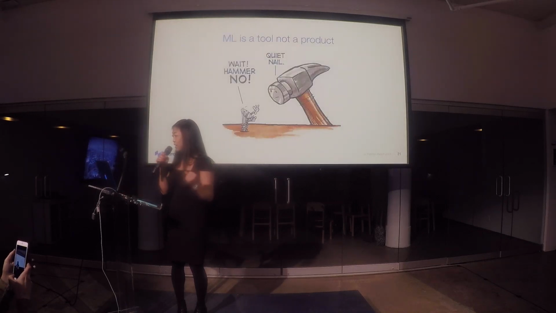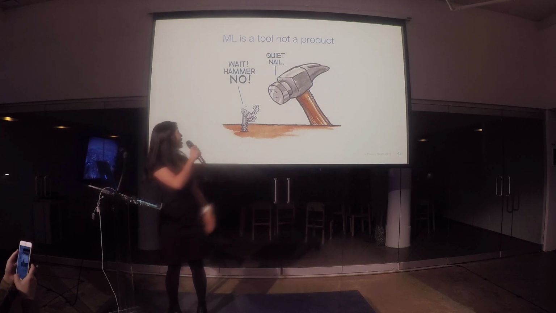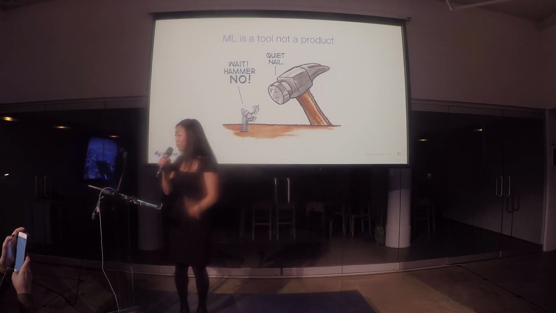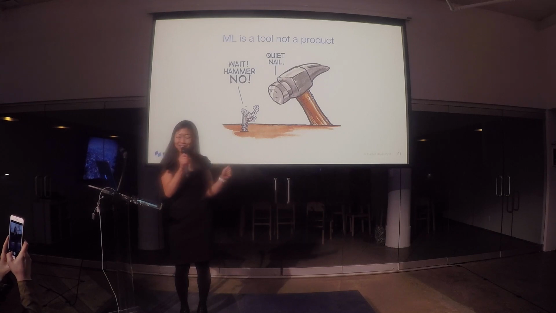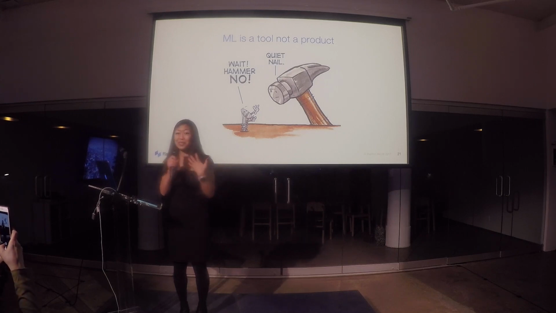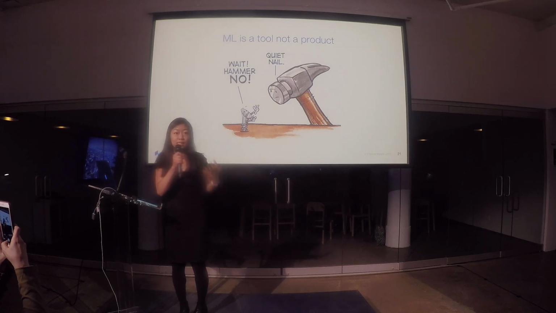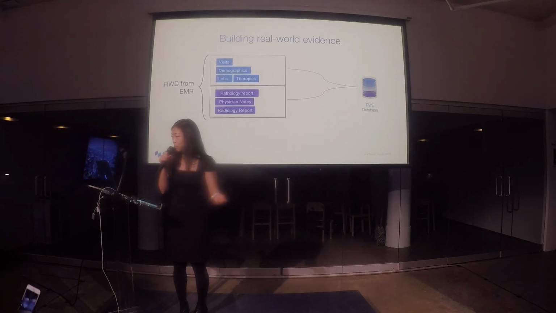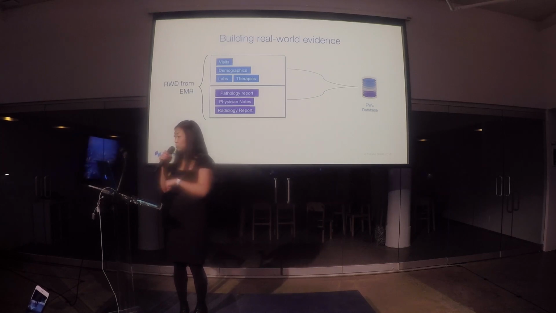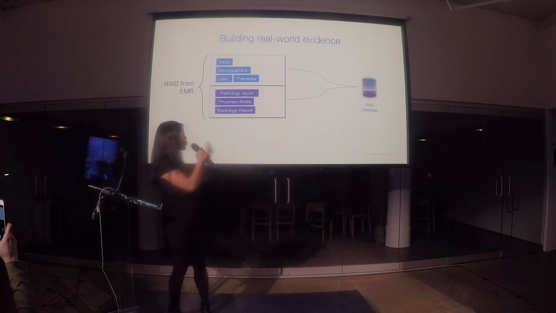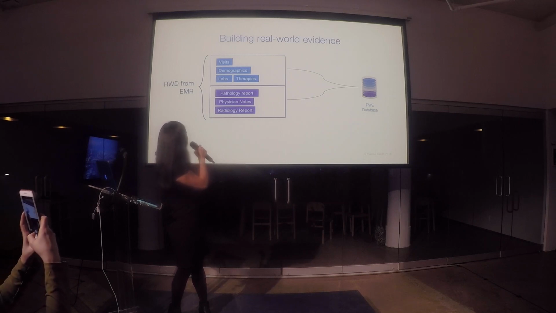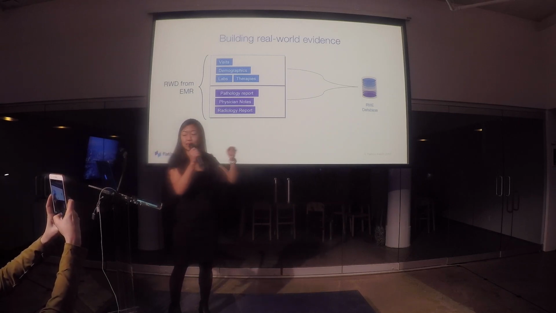To start, I wanted to highlight a principle about machine learning that we have at Flatiron, which is this. We don't want to be that proverbial hammer looking for a nail. We turn to ML when it helps us to solve a problem that we have, not for ML to be a product in itself. A big problem that our non-machine learning tools were starting to have trouble with was converting that real-world data to real-world evidence.